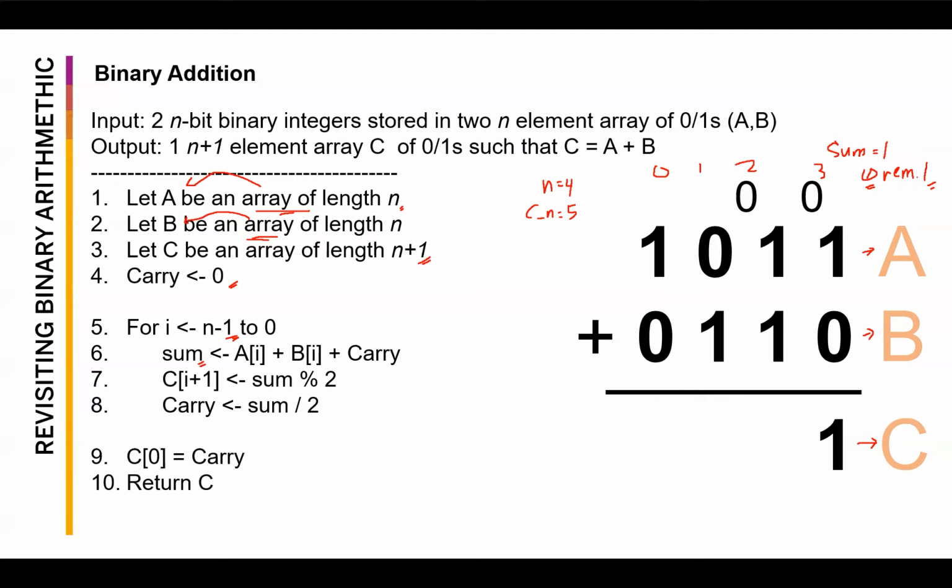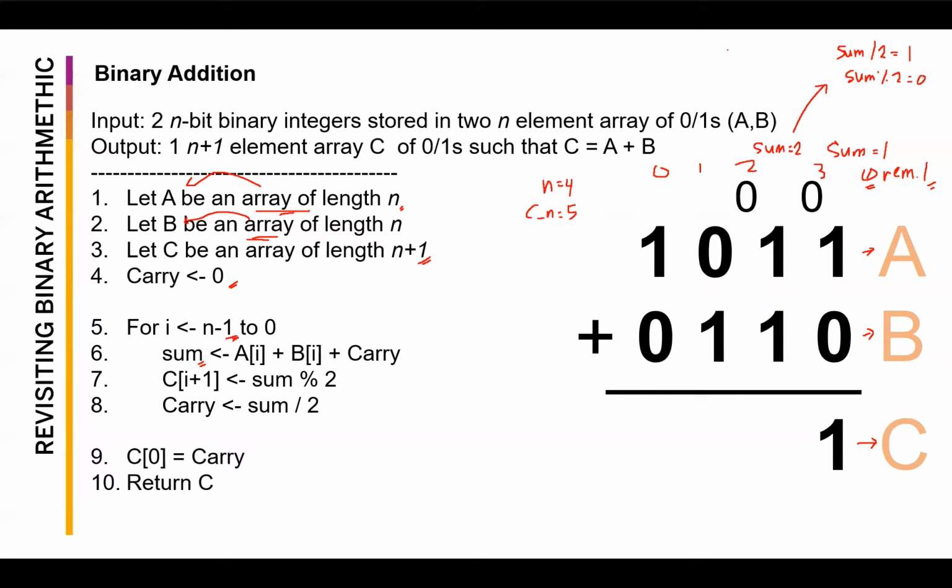By default, programming languages would use decimal notation, so just put it as 2 for now. The sum here is equal to 2. Let's proceed with the integer division. Sum divided by 2 is equal to 1. Sum remainder 2 is equal to 0.